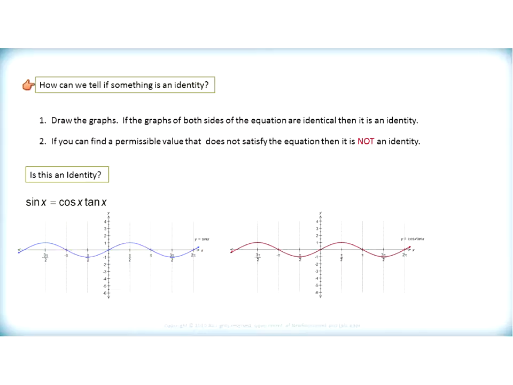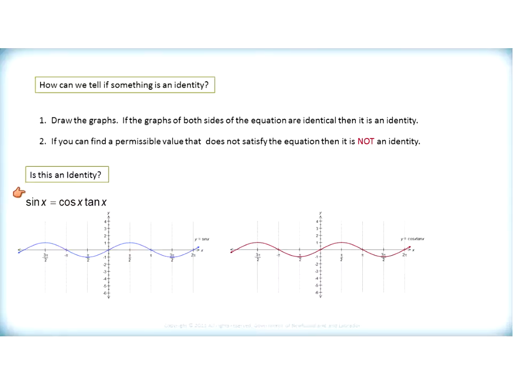How can you tell if something is an identity? Well, one thing you can do is draw the graphs. If the graphs of both sides of the equation are identical, then it is an identity. Or, if you can find a permissible value that does not satisfy the equation, then it is not an identity. So if you can find one permissible value that does not satisfy the equation, then it's not an identity.